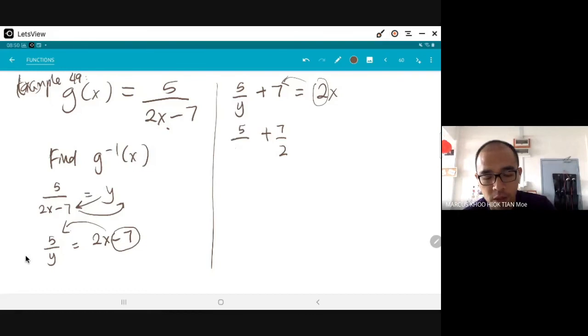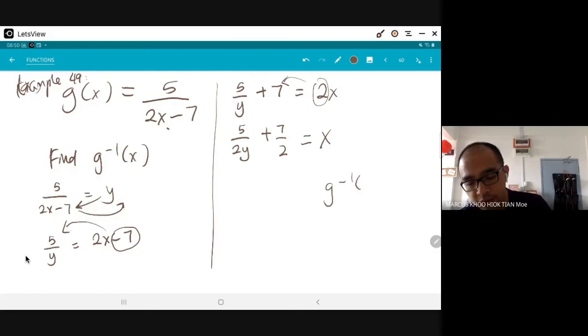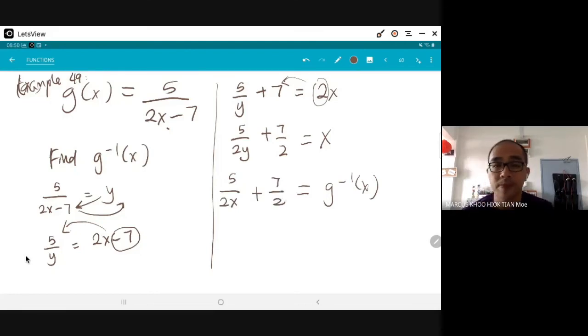So therefore, the last step is to change to the inverse function: f inverse of x equals 5 over 2x plus 7 over 2. That's it, correct. If you want, you can also combine it into one fraction. You can always do (5 plus 7x) over 2x. You can do it this way too. It's the same thing.